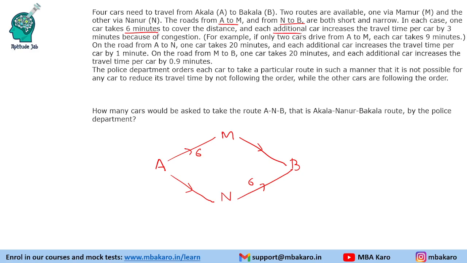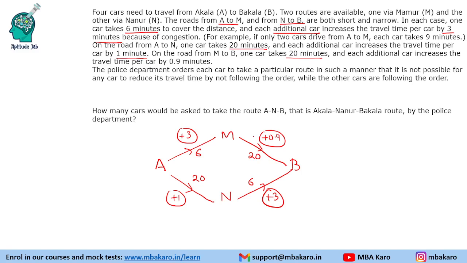However, for each additional car, it takes 3 more minutes. So we will write plus 3, plus 3. Then it further says that from A to N, one car takes 20 minutes and M to B also 20 minutes. So A to N 20 minutes and M to B is also 20 minutes. But here we are given 1 minute for A to N. So this is plus 1 and M to B it is plus 0.9.